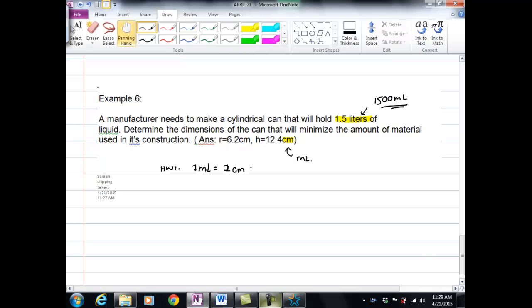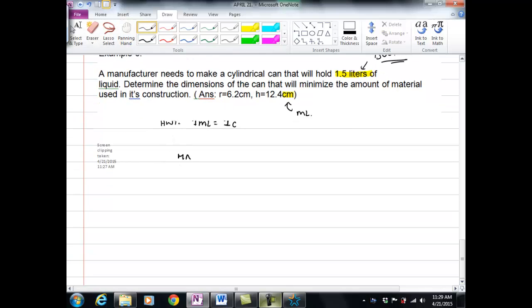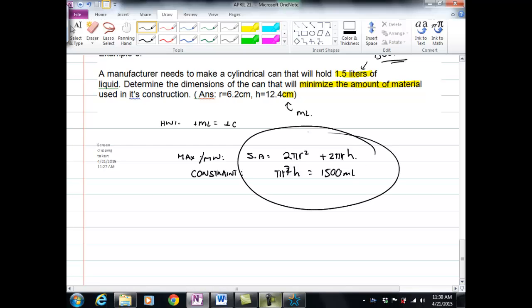Start your work. So, notice one thing, my max and min. When I talk about max and min, I'm talking about the materials used right here. Minimize amount of material, which means I'm referring to surface area. Some of you forgot your formula for surface area, so I'm going to give you a formula. It's going to be 2 pi r squared plus 2 pi r h. Now my constraints, see, I hold 1.5 liters, so my constraint really has to do with volume. Constraint is going to be volume, which is pi r squared h equals 1500 ml. There's your two equations. Figure out what to do from there.